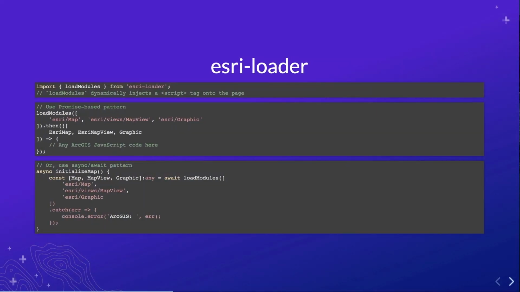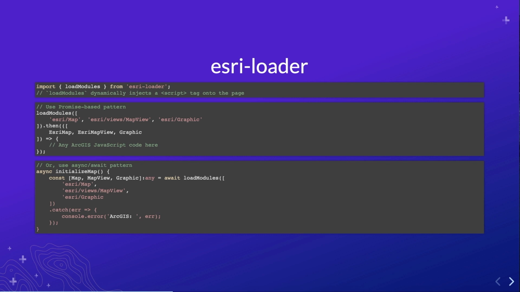Here's an example of what this would look like in code. We're just importing loadModules from Esri Loader, and that dynamically injects a script tag onto the page. And then you can use either a promise-based pattern or you can use async await. If you're using a promise, you call loadModules and you pass an array of the modules that you're using in your application. And then once that has resolved, any ArcGIS JavaScript code that you're writing would go inside of that function call there.